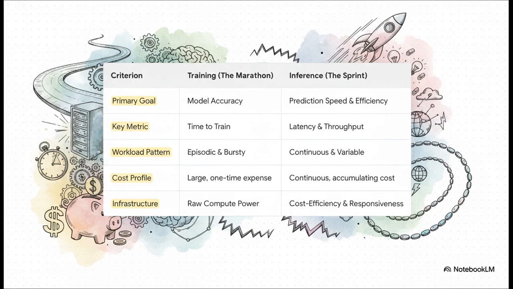The workload patterns are total opposites. Bursty for training, continuous for inference. And the cost profile? This is a huge differentiator. Training is a big, one-time expense. Inference is a continuous operational cost that just keeps adding up every single day. The bottom line is their infrastructure priorities are fundamentally opposed.